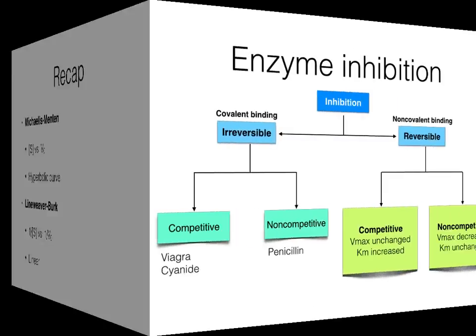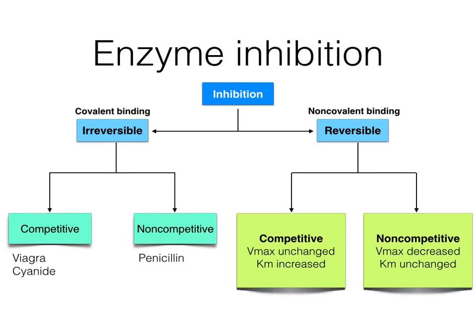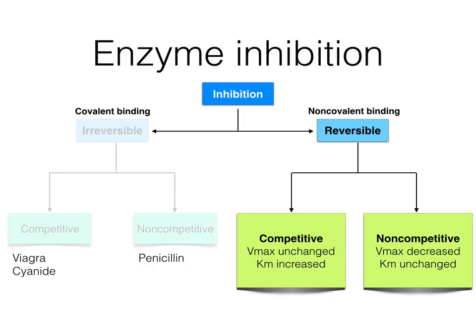So now let's apply this to enzyme inhibition. Now, based on the affinity of the inhibitor, enzyme inhibitors can either be irreversible or reversible, and if it covalently binds to the enzyme, this is classified as irreversible, whereas if it's a non-covalent binding, then this is reversible enzyme inhibition. The mechanism can be either competitive or non-competitive. So we'll just concentrate on reversible enzyme inhibition.